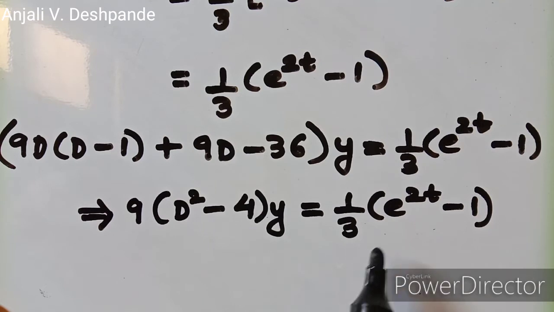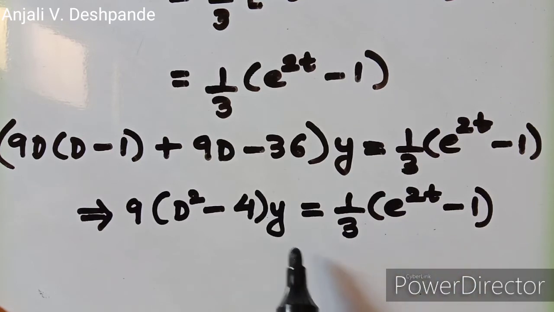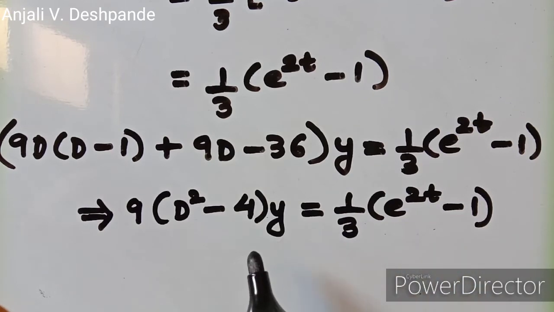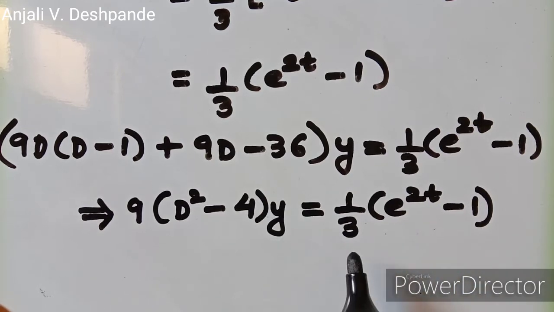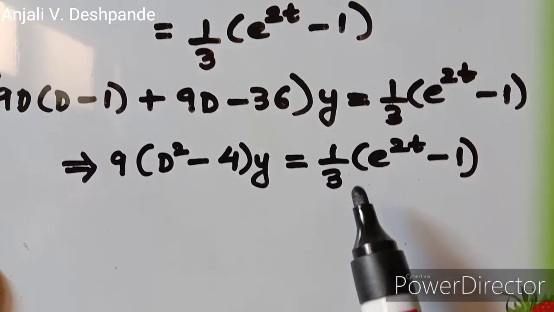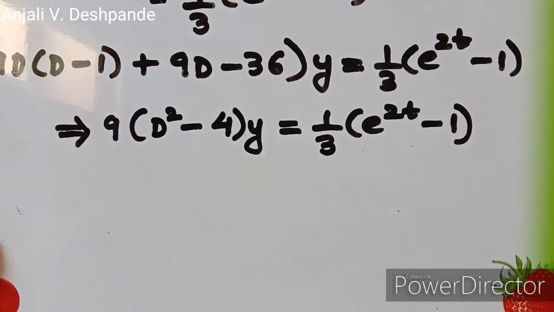Again, you are advised to go back to the videos on finding out the CF and the PI. In this particular video, we are seeing the Legendre's linear differential equation. We have just seen how to convert the Legendre's linear differential equation to the linear differential equation form. And now we are going to find the CF and the PI for this particular equation.